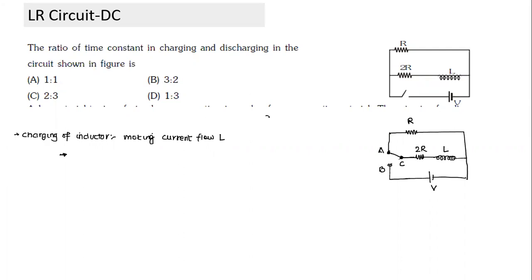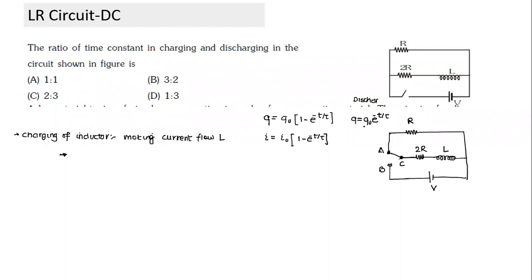How do we write the charging formula for a capacitor? We write Q is equal to Q naught times 1 minus e raised to power minus t by tau. This is charging. In a similar way, the charging for an inductor is written I is equal to I naught, the final current, which is equal to V by R, times 1 minus e raised to power minus t by tau. What is the discharging formula in the case of a capacitor? Discharging means charge starts decreasing. In that case, Q as a function of time will be equal to Q naught e raised to power minus t by tau.